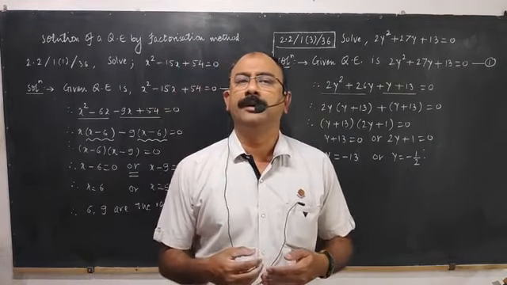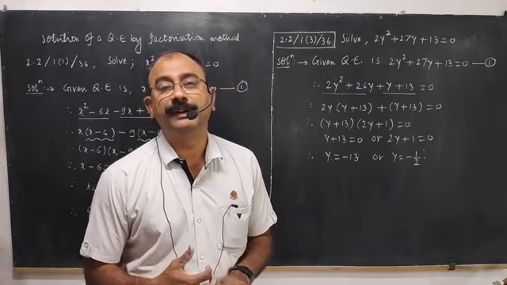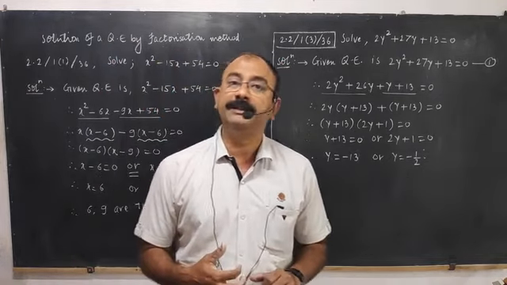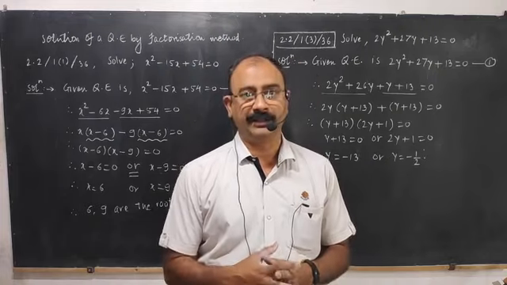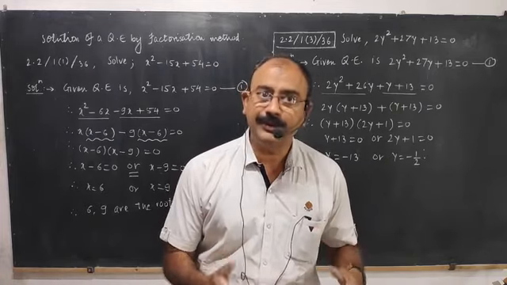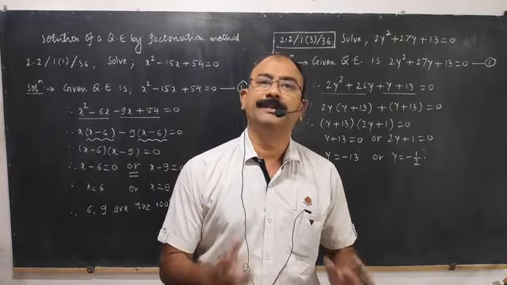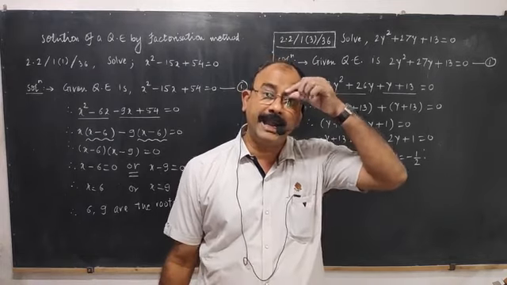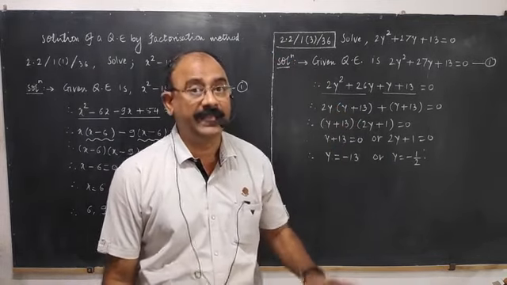There are three methods of solving the quadratic equation. First is the factorization method. Second is the method of completing the square, and the third is the formula method. So we are into the first method, that is, solve the quadratic equation by factorization method.